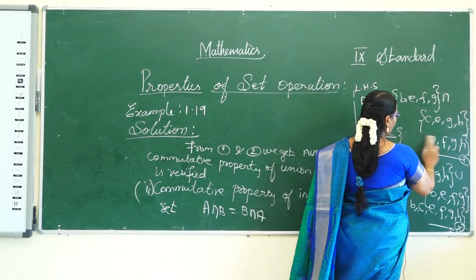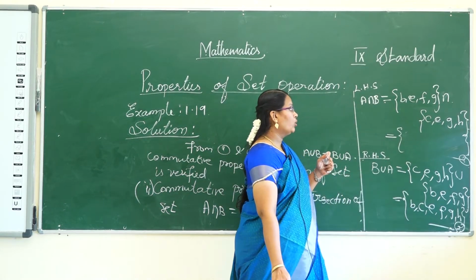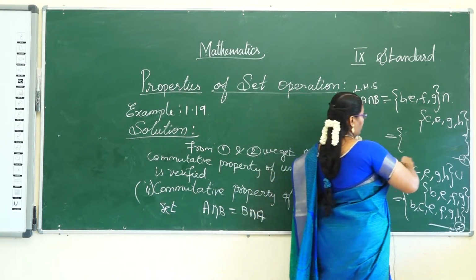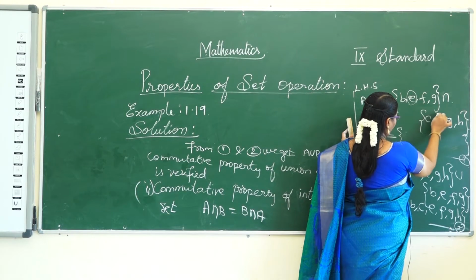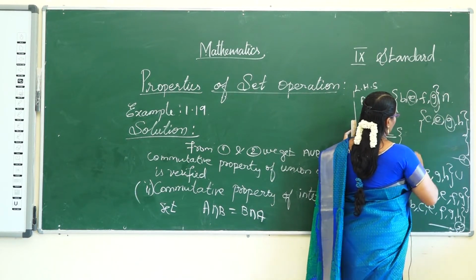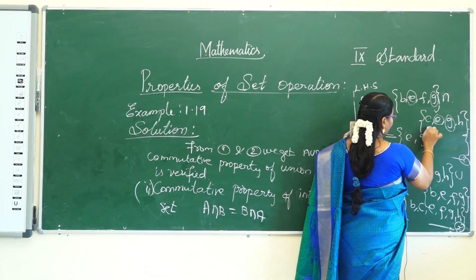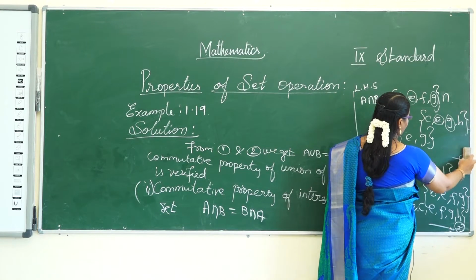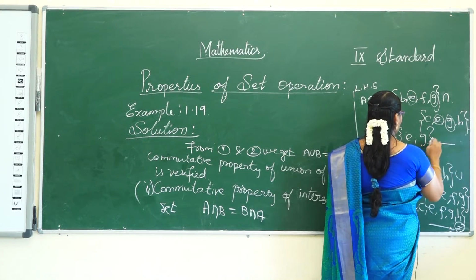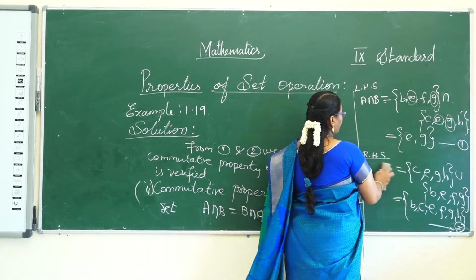Okay. So, which are the elements common? Intersection means common in both sets A and B. So, here the common elements are E, G, that is it. So, common elements in sets A and B are E and G. Equation number 1. And left hand side finished.